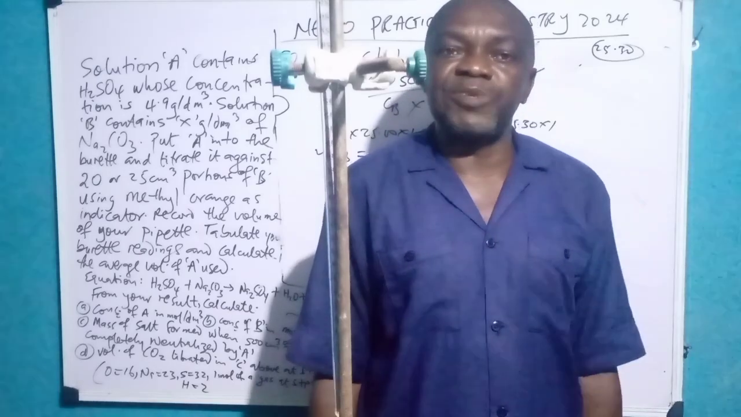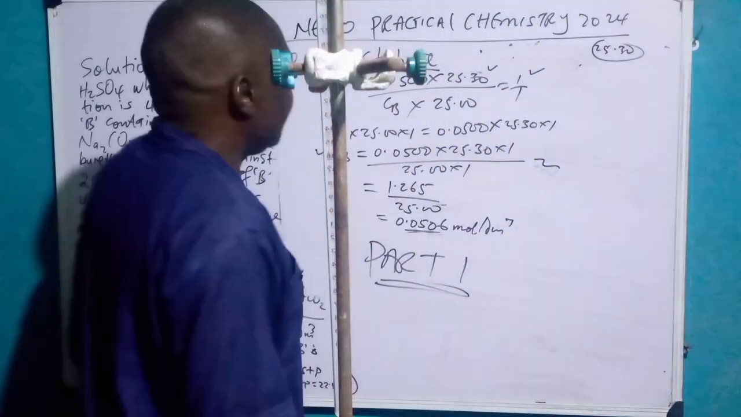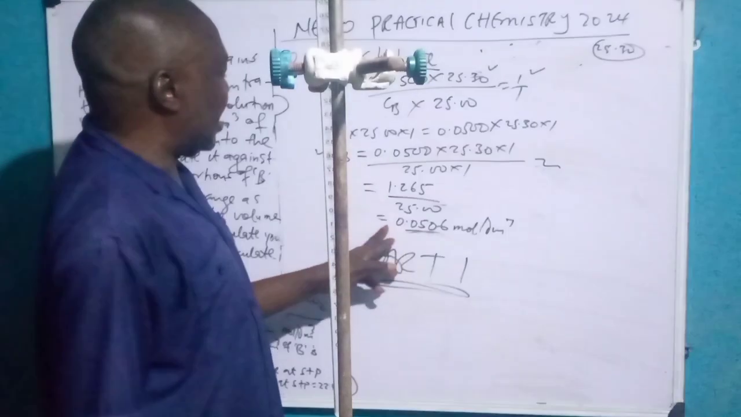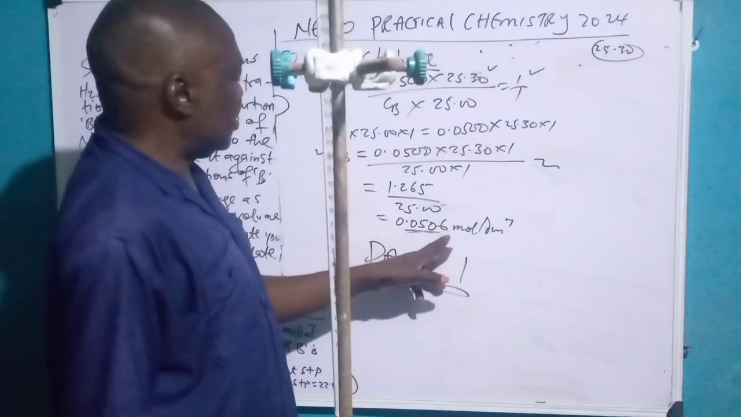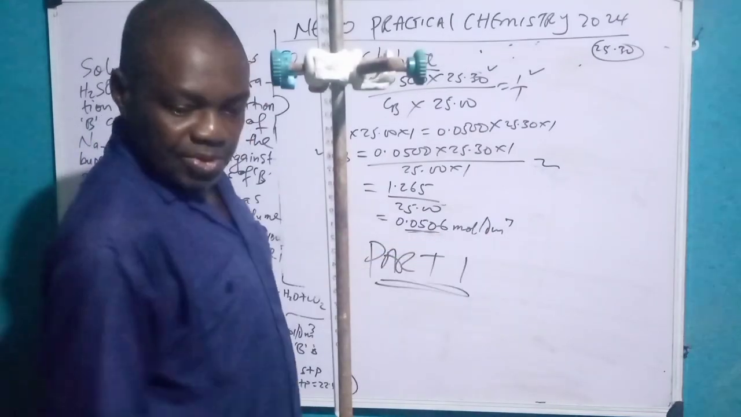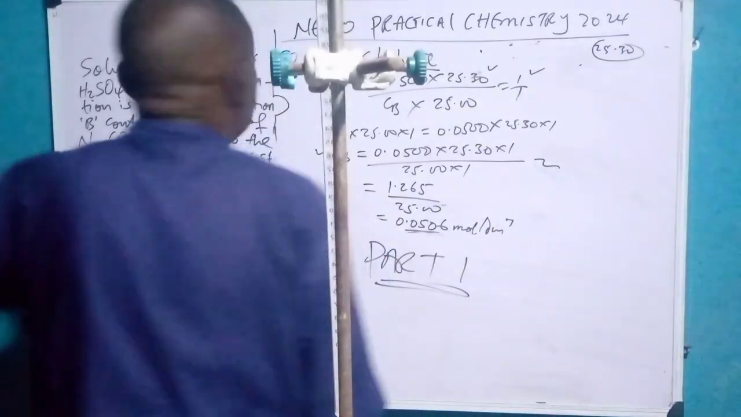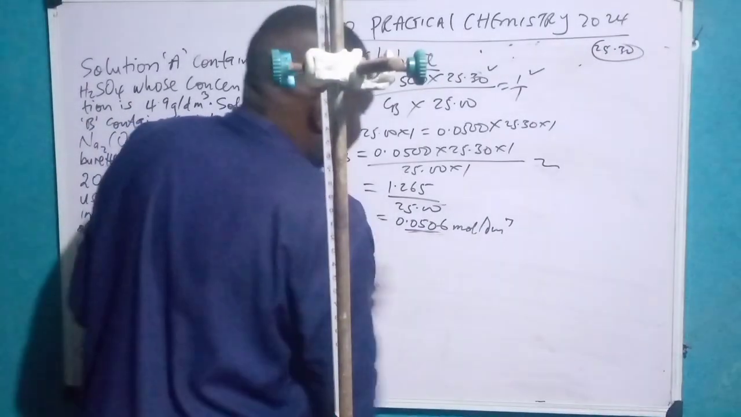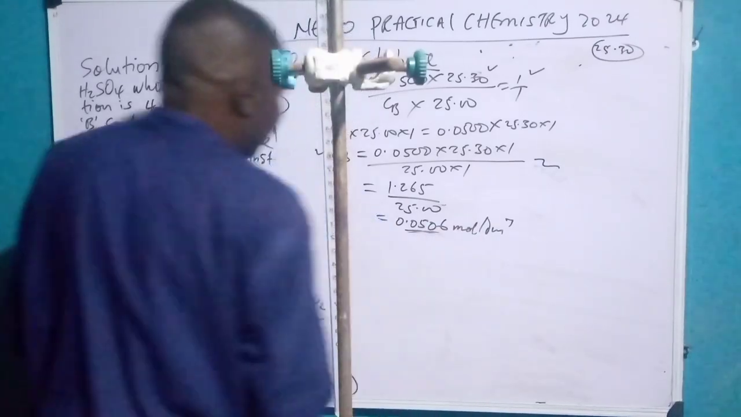So let's go to part 2 of it. Let's start it. You can see this is where we stopped in our previous video. We carried out that calculation and we had 0.0506 mole per dm cube. So today we are going to do the concluding part of it. Let's just start from here.